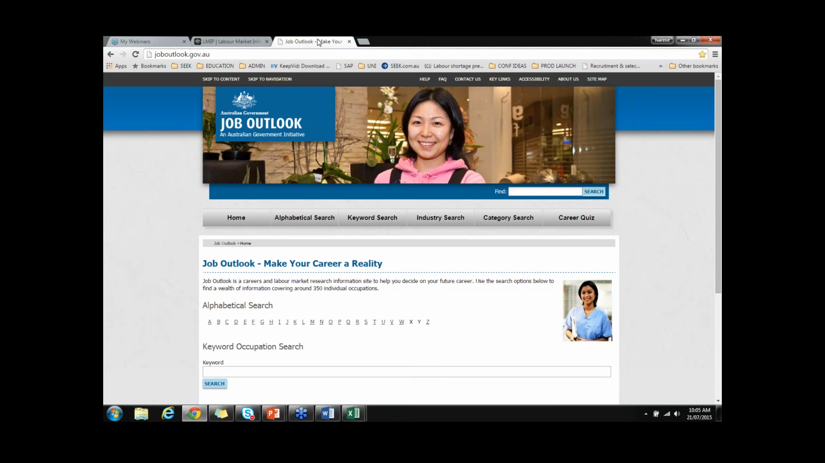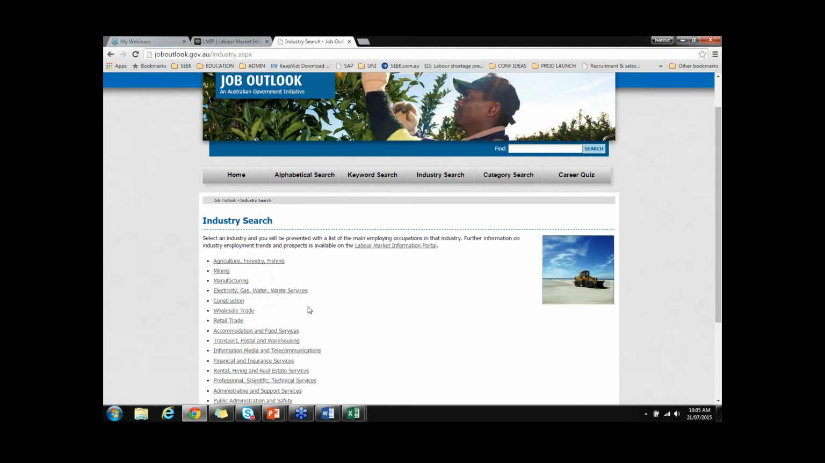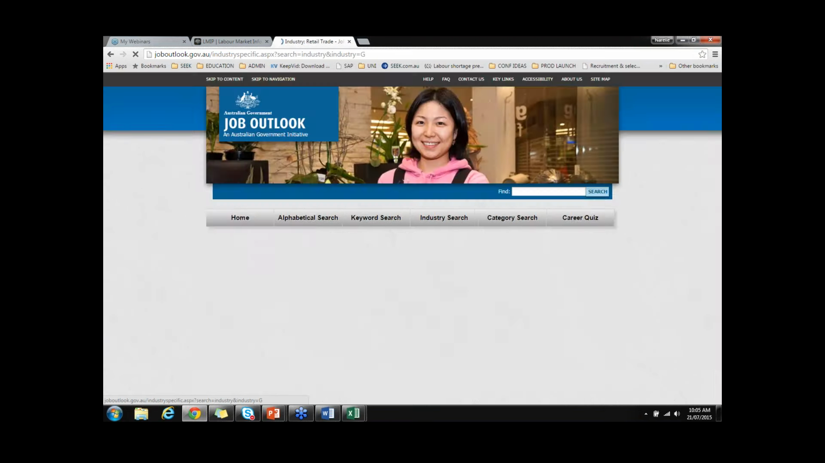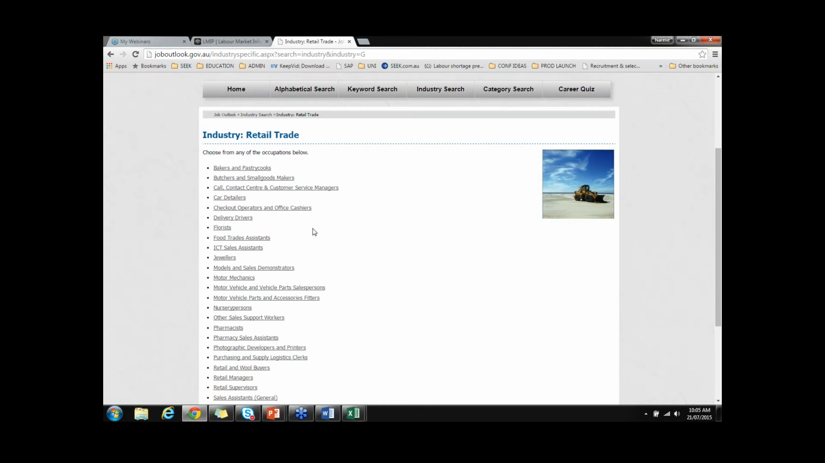But ultimately, what you can do is go via an industry search and look across an entire industry and all the occupations that sit within it. So say you're new to the industry and you need to recruit in retail. There'd be retail trade here. It tells you all the types of roles that could potentially sit in retail, and it can help you get your head around what all those roles are. So if you're really new to the industry, this can be a nice little way to get familiar with it.